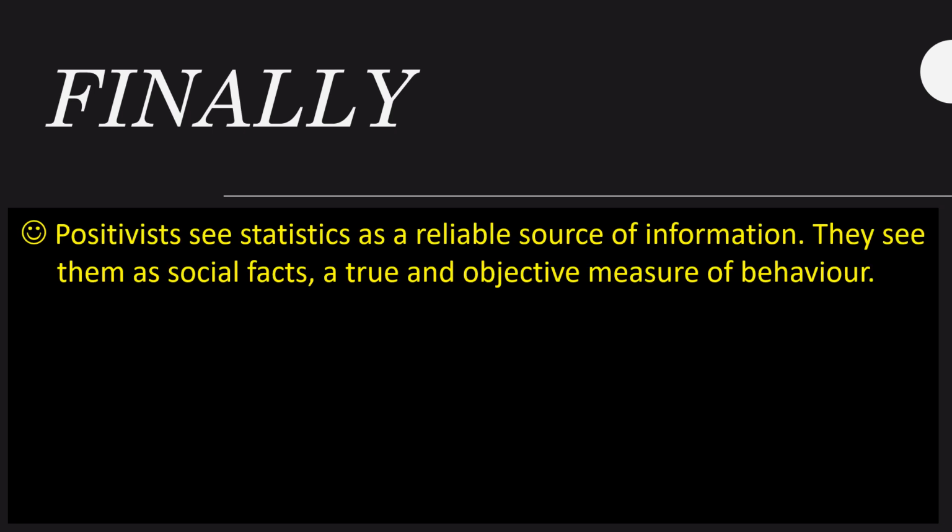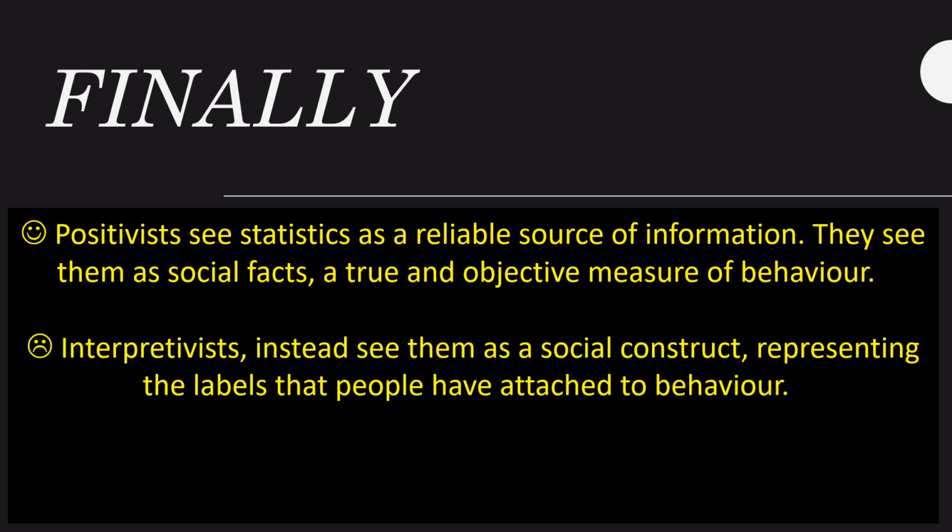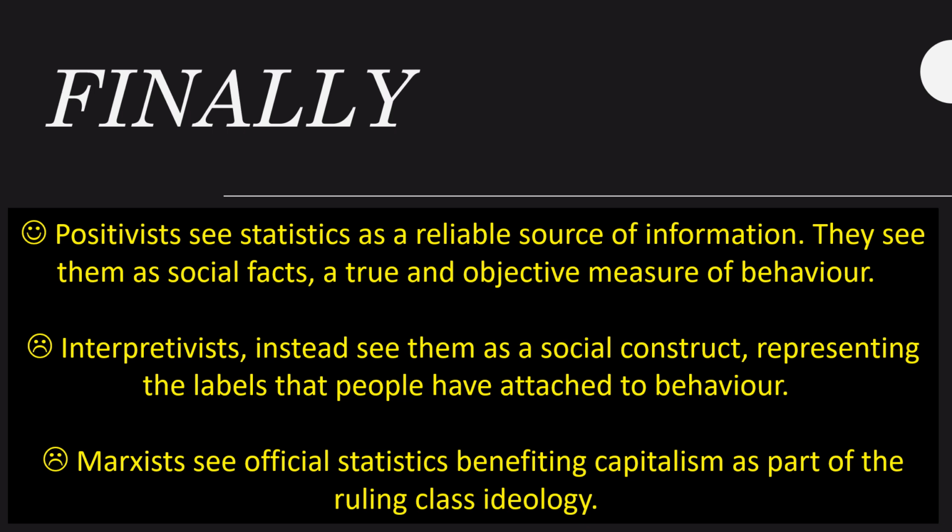And finally, the question did mention sociologists. So to ensure that you're linked to theoretical perspectives, you could refer to, firstly, a positivist. They see statistics as a reliable source of information. They see them as fact, or a social fact, a true objective measure of behaviour. Interpretivists, on the other hand, see them as a social construct representing the labels that people have attached to their behaviour. And Marxists see official statistics benefiting capitalism as part of a ruling class ideology.